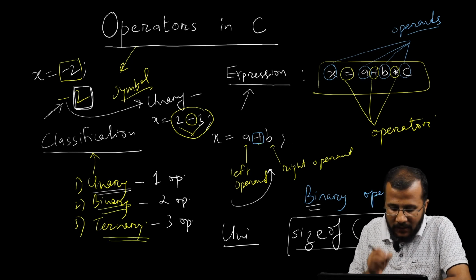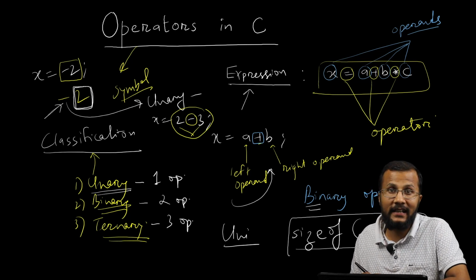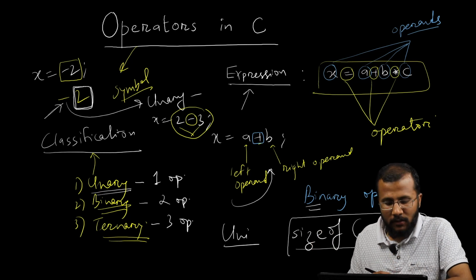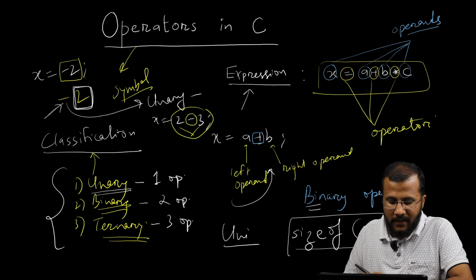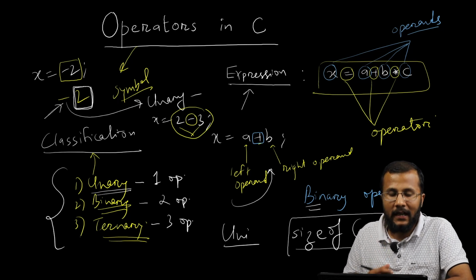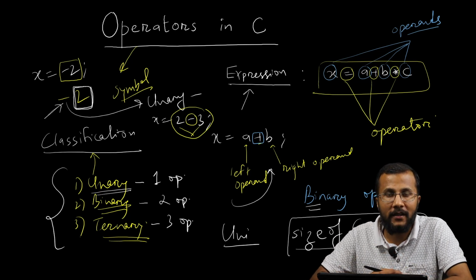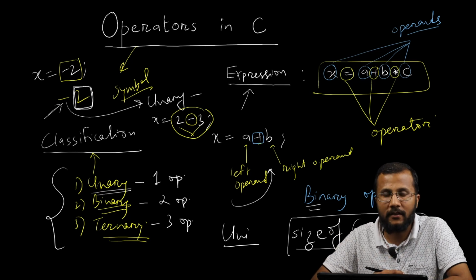There is one special kind of operator in C called the ternary operator, wherein it takes three operands. We are going to discuss the ternary operator in our future lectures. So this is the classification based on the number of operands. Now there is also a classification of operators based on the kind of operation they do. There are basically 8 different categories of operators, so that is what we are going to discuss next.